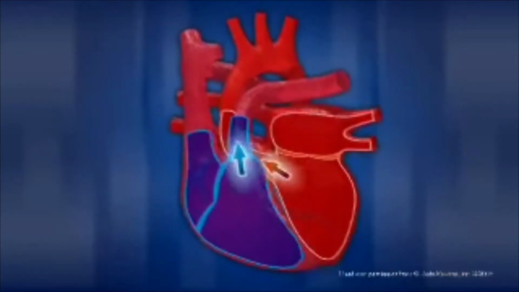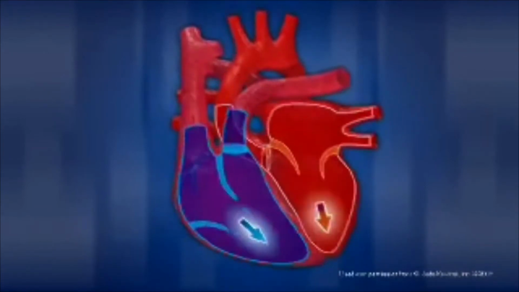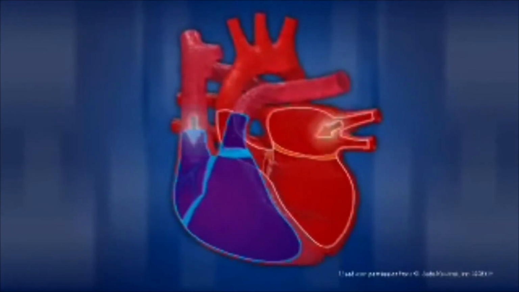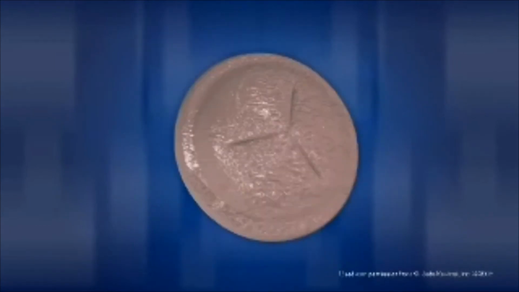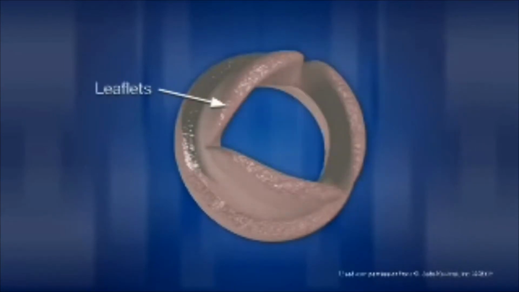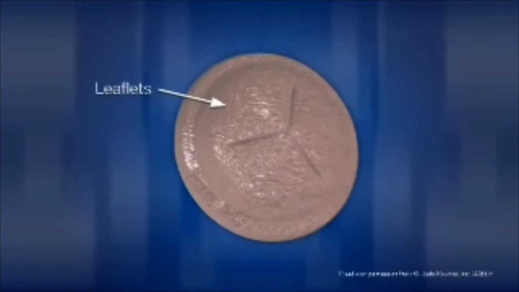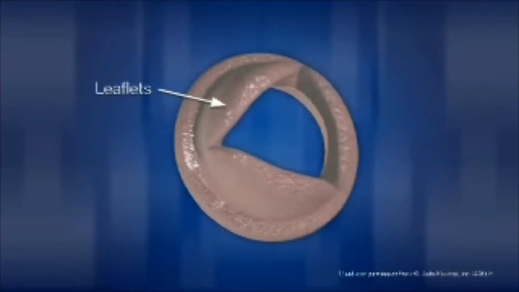The heart has 4 valves. Each valve is like a one-way door that keeps the blood in the heart flowing in the same direction. The valves are made up of 2 or 3 small but strong flaps of tissue called leaflets. Leaflets open to allow blood to flow through the valve and close to prevent blood from flowing backward. The opening and closing of the valves is controlled by blood pressure changes within each heart chamber.